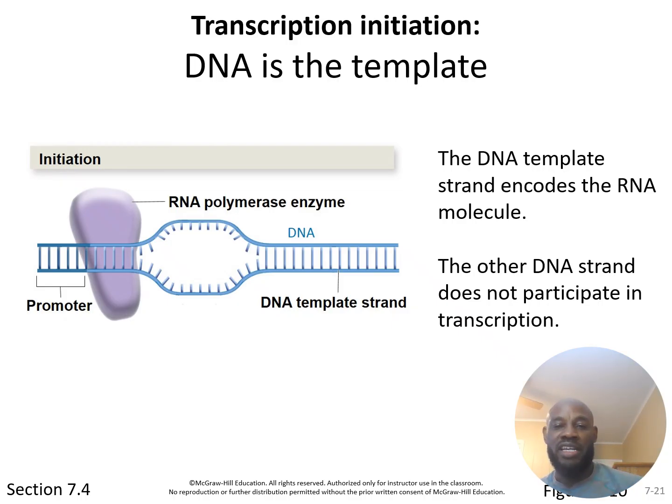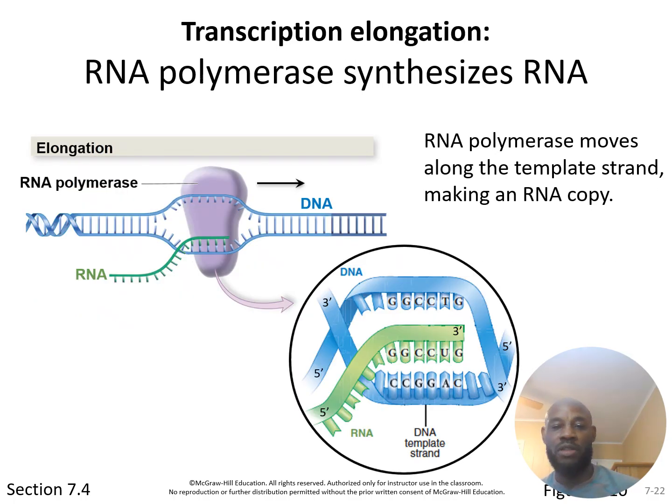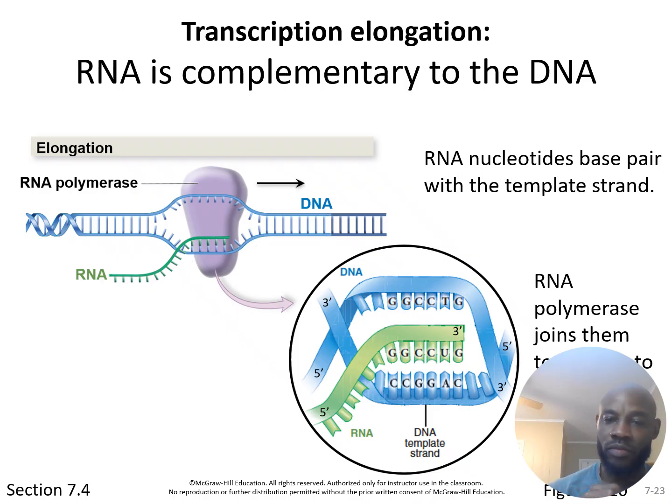That's the DNA. DNA is the template, so we only need to copy one. RNA polymerase moves along that strand of DNA, copying one of the DNA, and makes an RNA copy. Elongation: the RNA nucleotide base pair with the template strand. RNA polymerase joins them together.